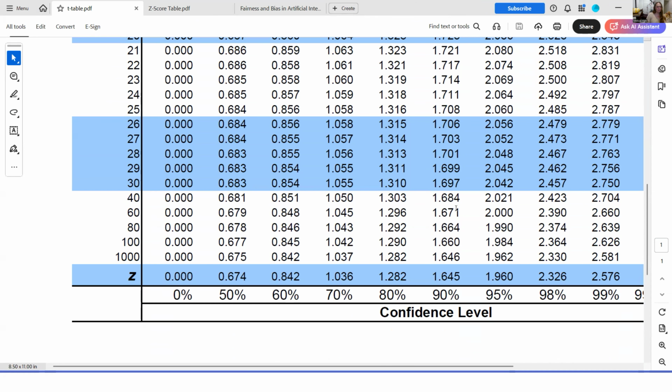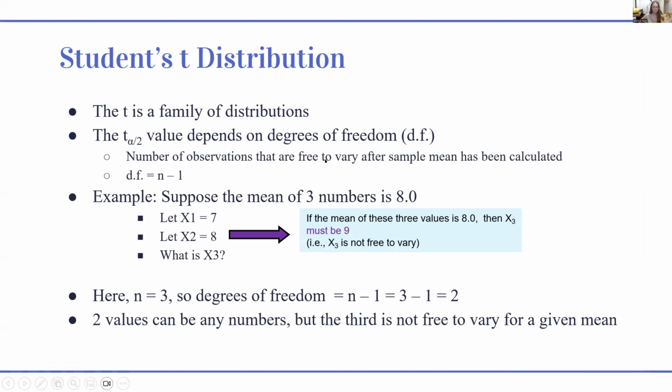So let's think about what this would look like in practice, maybe with some examples. The degrees of freedom is the number of observations that are free to vary after the sample mean has been calculated, and it's always n minus 1. If you don't understand the theory, just remember it's n minus 1.